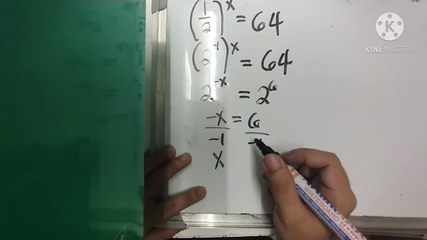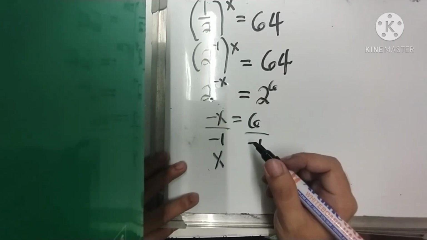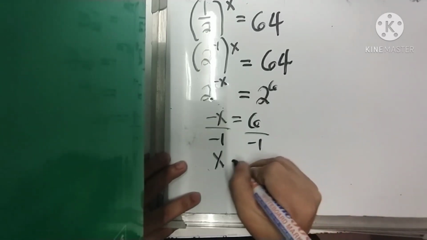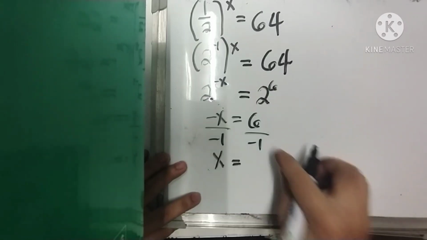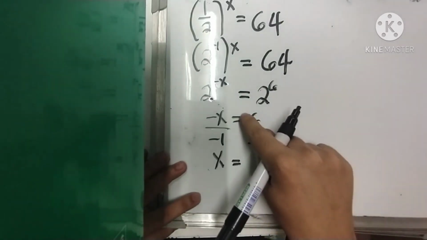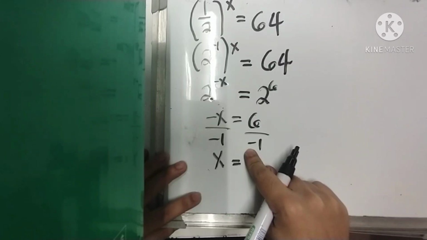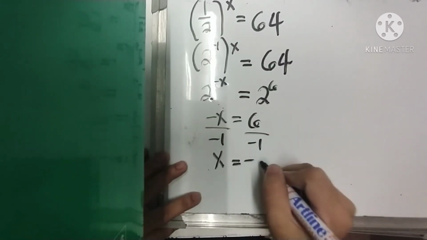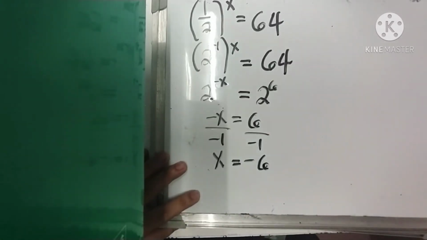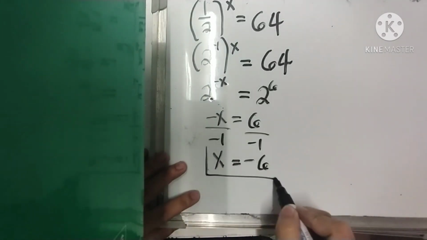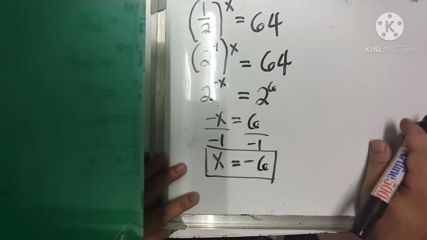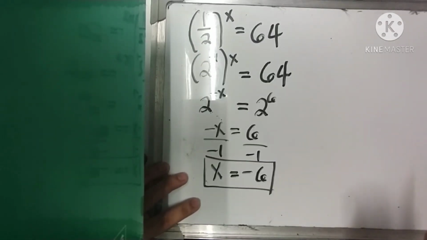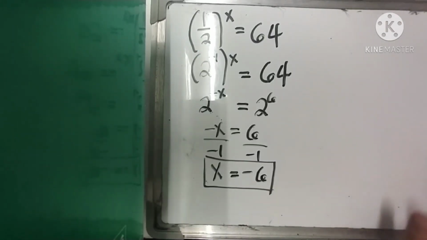That is based on the rule of integers. Negative divided by negative, that is positive x, which is equal to 6 divided by negative 1. Positive divided by negative, that is negative. 6 divided by 1, that is 6. So, that is negative 6. So, therefore, the value of our x is negative 6. Okay? So, that is how we solve for the value of x in the given exponential equation.